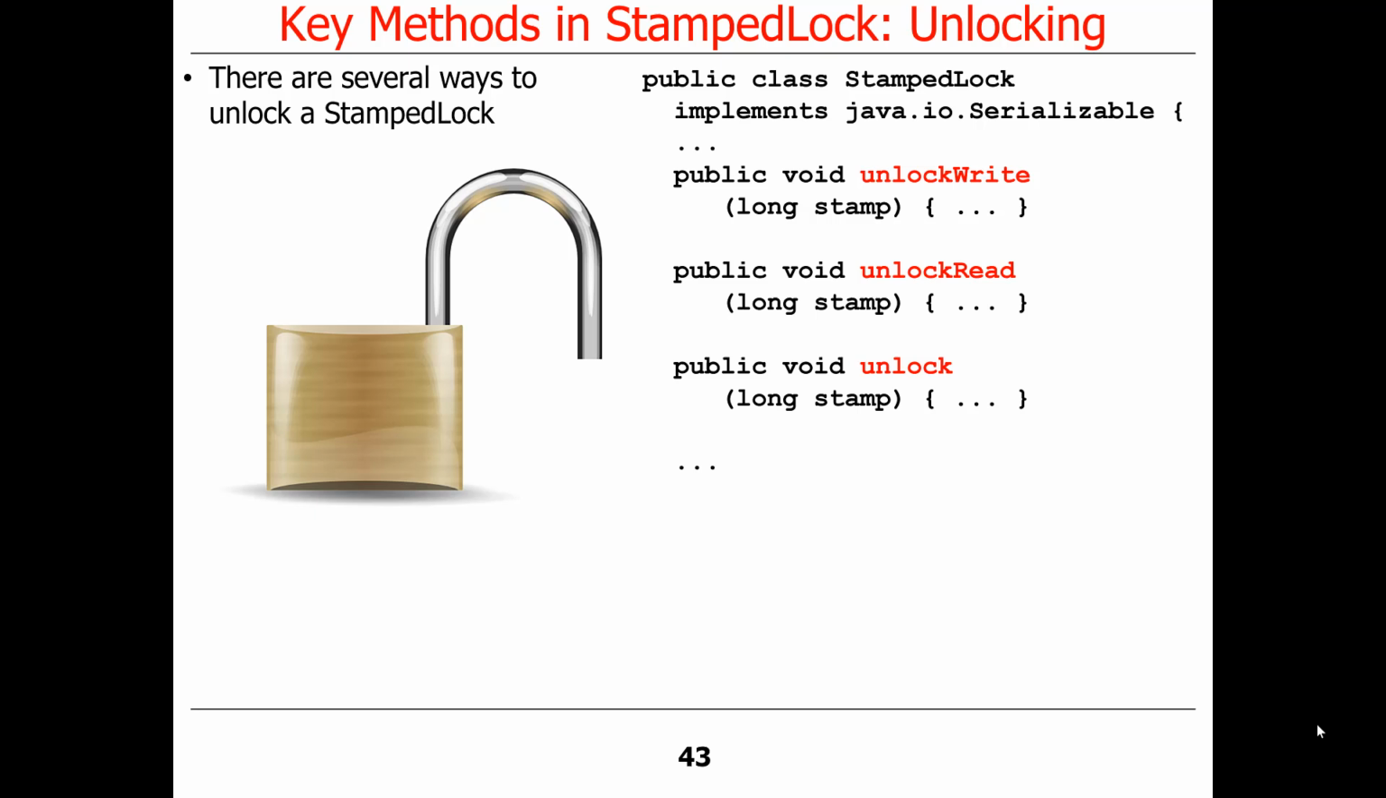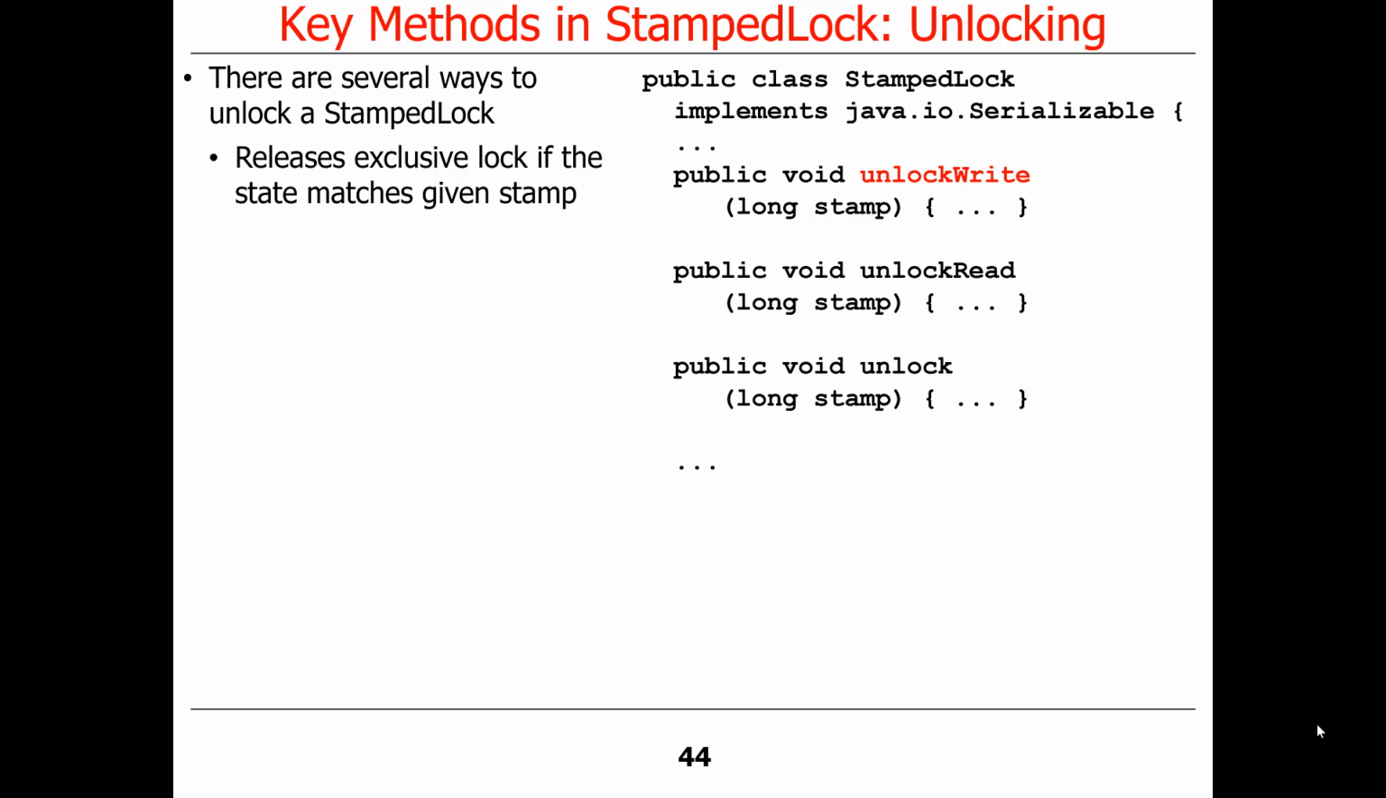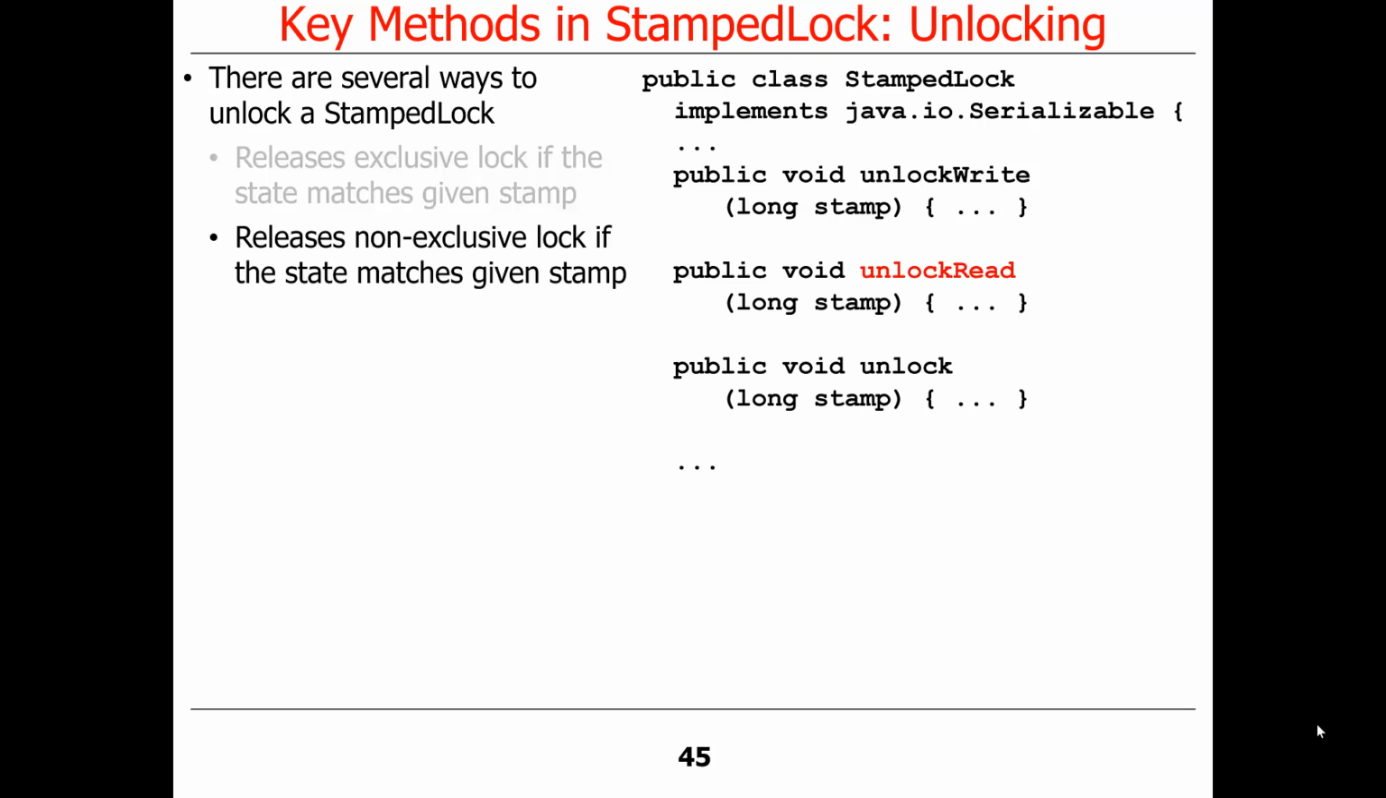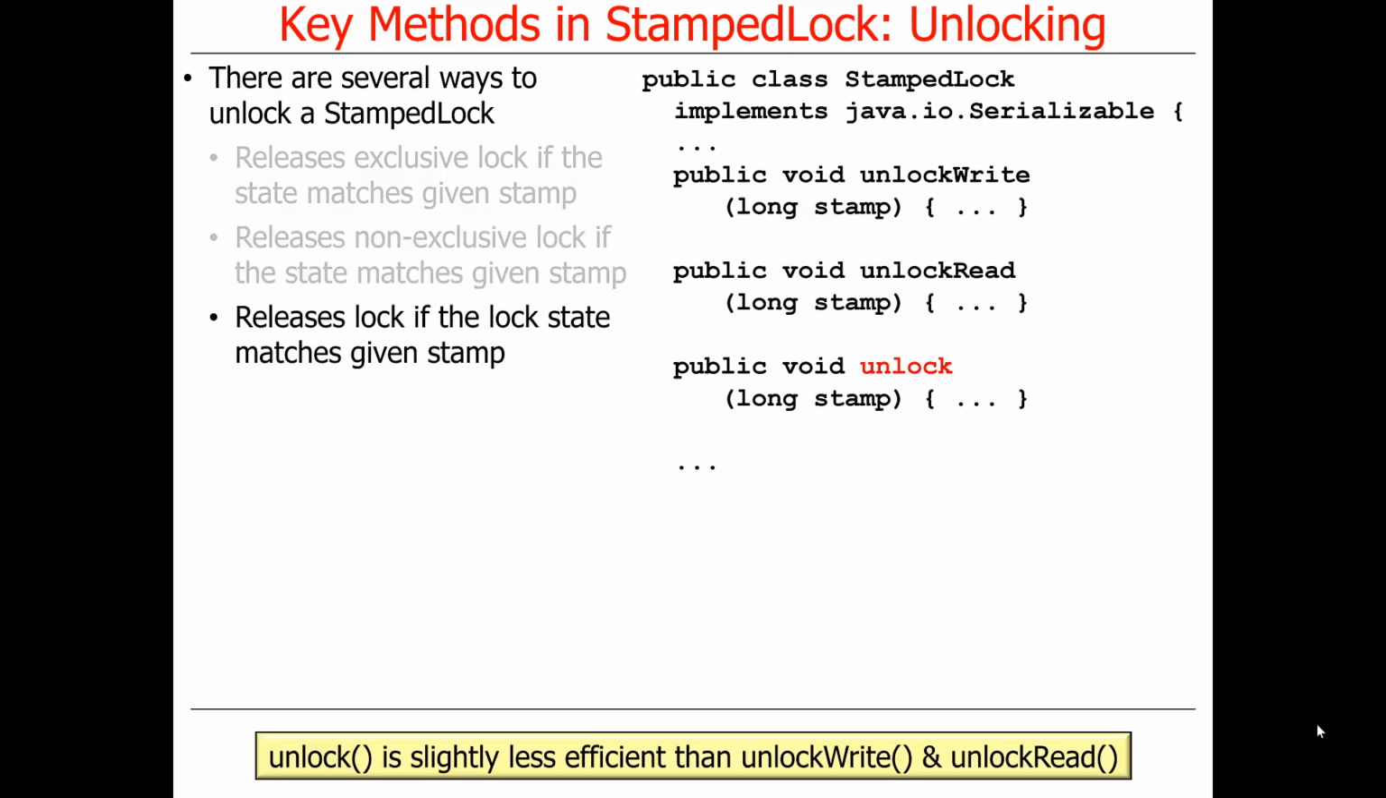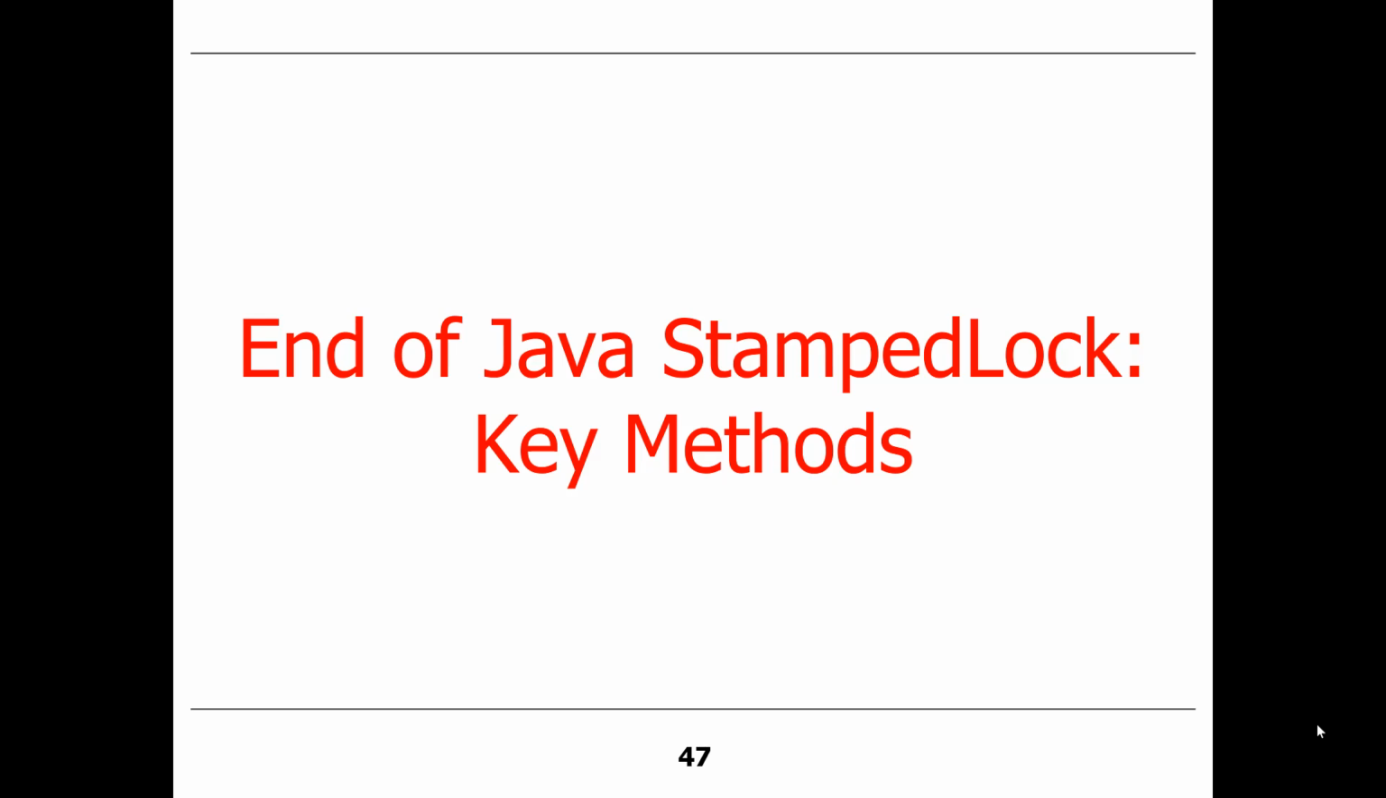The final set of methods are used to unlock a stamped lock. unlockWrite releases an exclusive lock if the state matches the given stamp. In other words, if it's a write lock, it's an exclusive lock. unlockRead releases the non-exclusive lock if the state matches the given stamp. In other words, if it's a read lock. And finally, you can call unlock, which releases the lock state as long as the stamp is valid. Unlock is slightly less efficient than unlockWrite and unlockRead because it has to check what mode it's in. This is the end of the summary of the key methods in the Java StampedLock class.